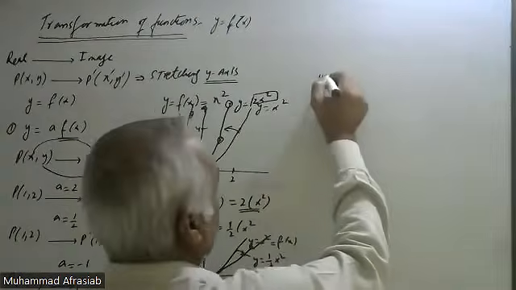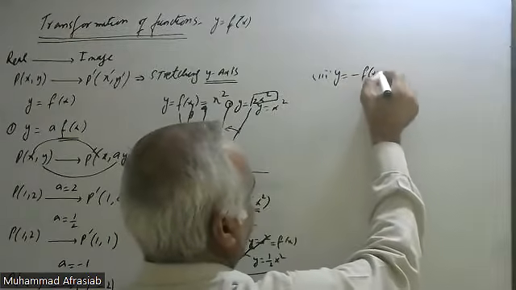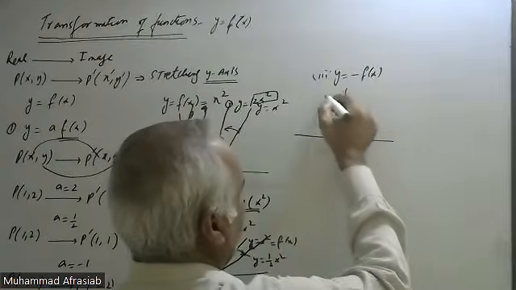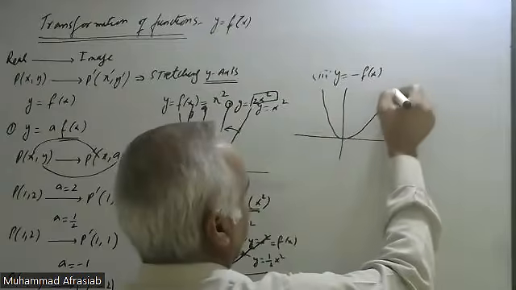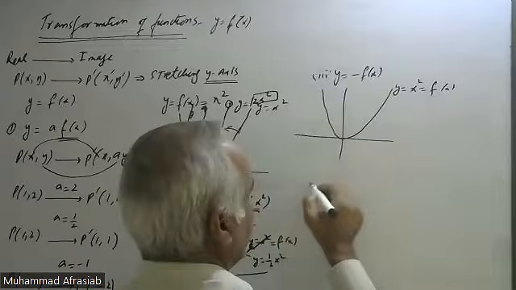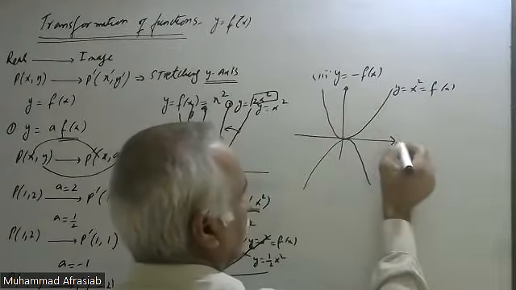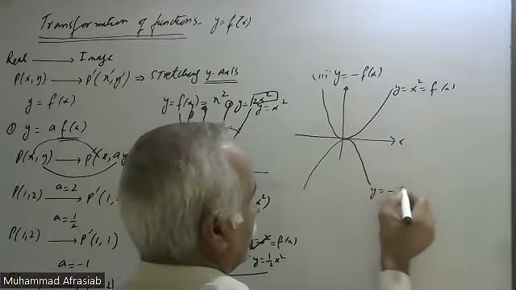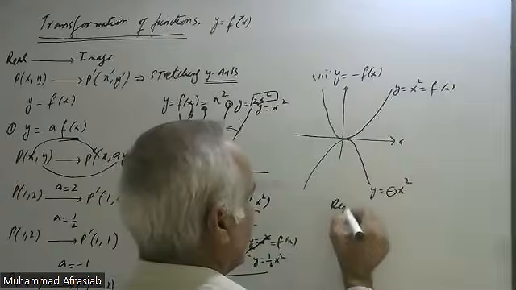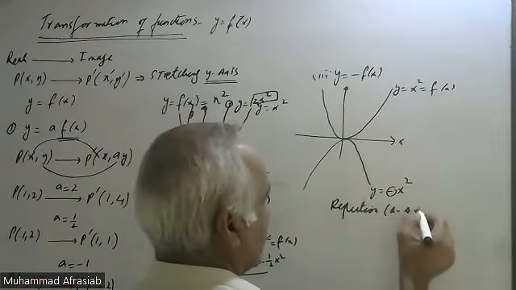Let's say y equal to minus f of x. If this one is the graph of y is equal to x squared, which is the f of x, then if we want to draw the graph of this, it is y equal to minus x squared. That means it is basically the reflection about the x-axis here.